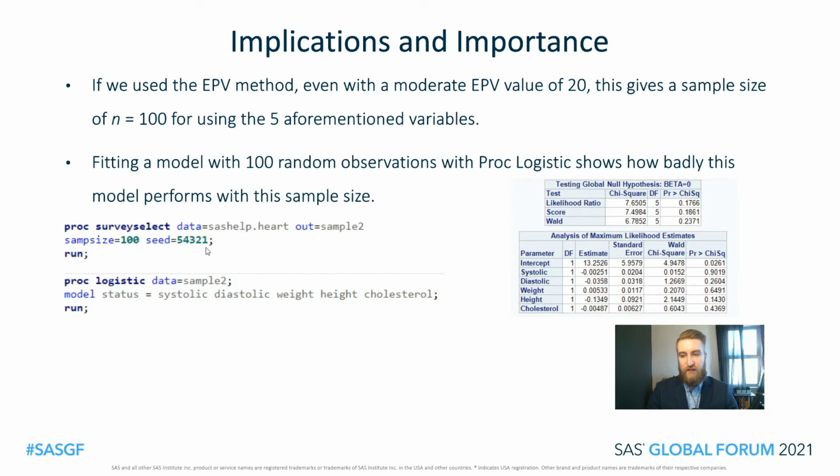I'm using a different seed than before in case you want to replicate this. And then I'm fitting a logistic regression model based off of Logistic. So you can see that all the global tests here are insignificant. And then for parameters, the only one that is significant is going to be our intercept. So this model isn't fitting very well based off of 100 observations. And that's the sample size you would get from using an EBV value of 20.